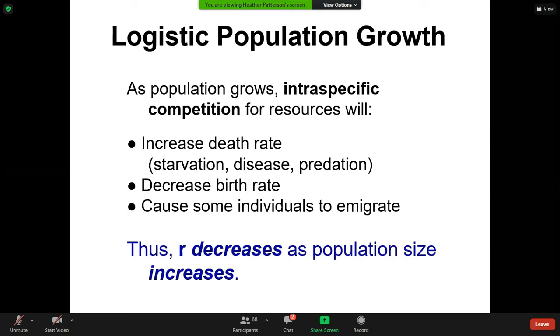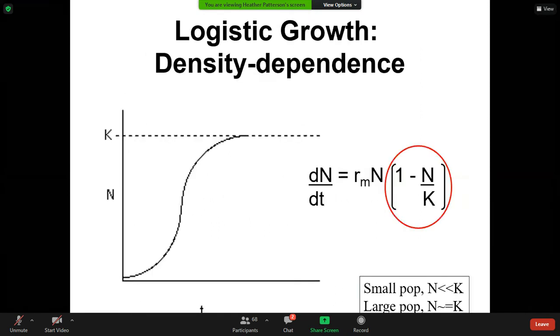Can anyone tell me what intraspecific competition is? Competition within a species. Members of the same species. Yeah, exactly. So it differs from interspecific, which is between species. When we're talking about population growth and competition for resources, as you know, different species occupy different niches. So intraspecific is very key because they're competing for the same resources. Thus, your R will decrease as your population size increases.